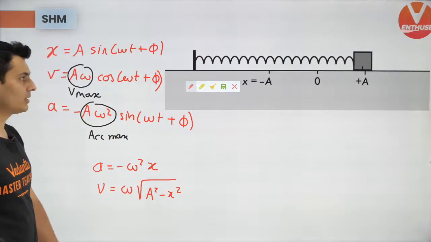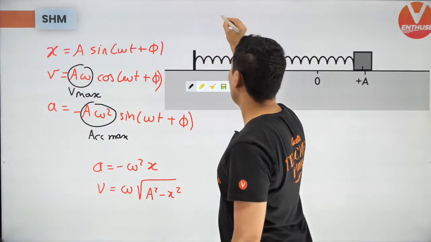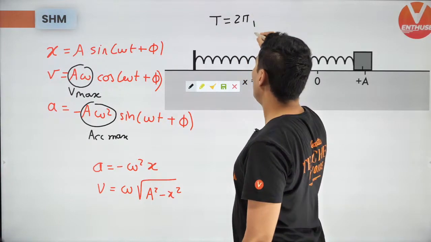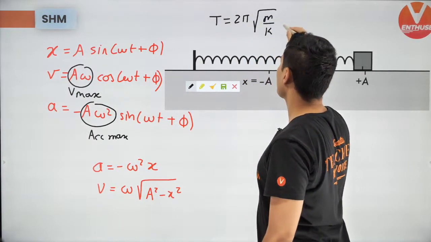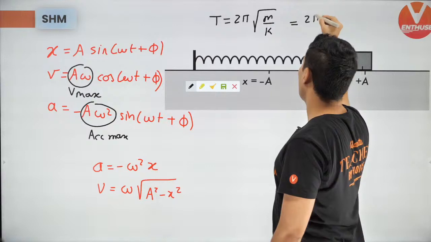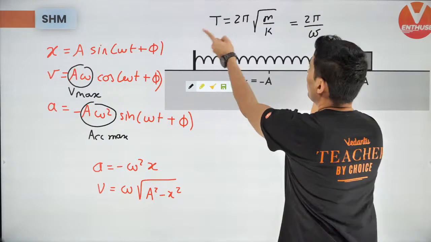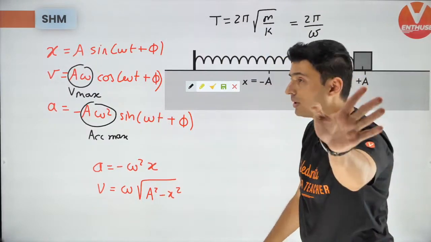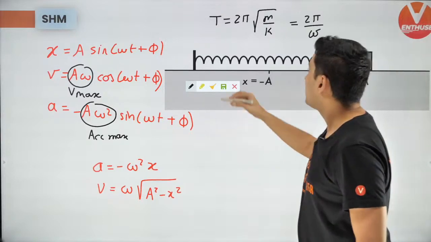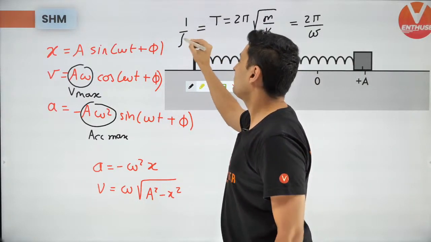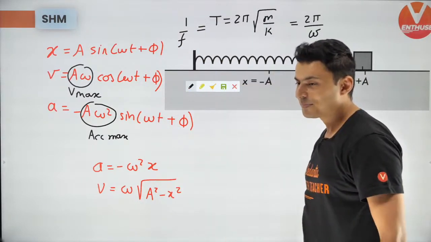Very, very important equations. Time period formula, 2 pi under root m by k. Also, time period is 2 pi divided by omega, or omega is 2 pi by time period. Both work. Okay. And time period is also 1 by frequency, obviously.